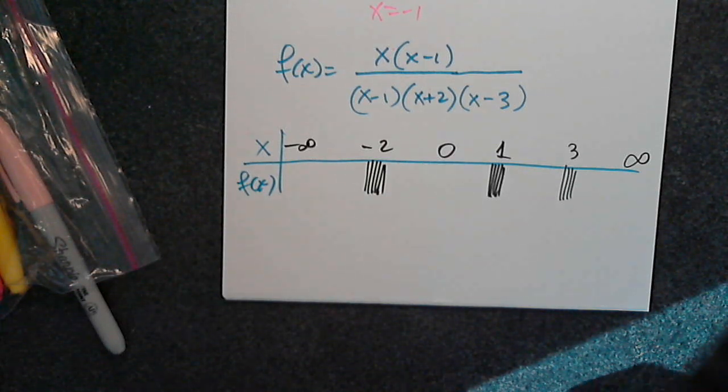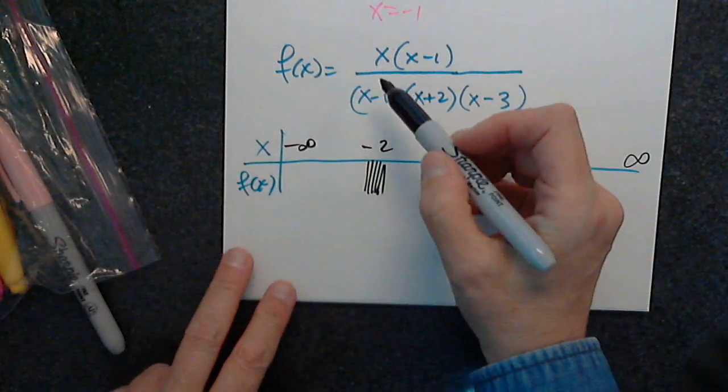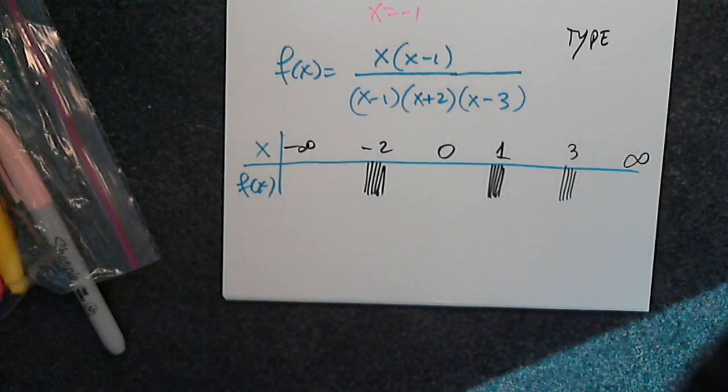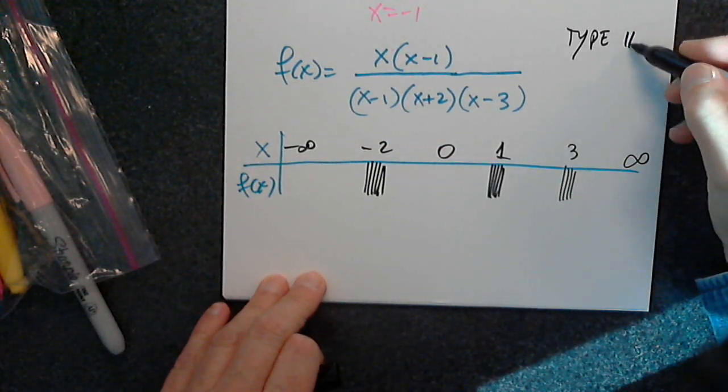Okay. Very good. However, look what happens now. And by the way, what type is it? Before we establish, it is type 2. The degree of the numerator is 2. The degree of the denominator is 3. Very good. Higher degree in the denominator is type 2. So it is type 2.